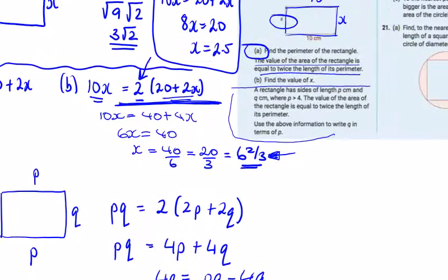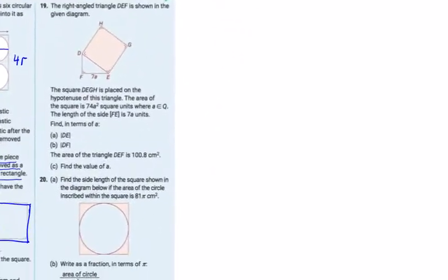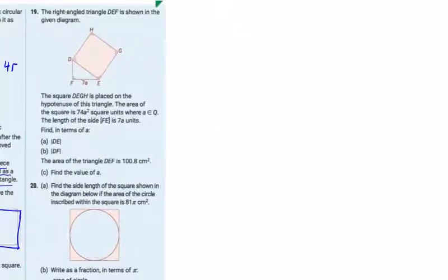So that's question 18. Let's go over here and look at 19. Right angle triangle DEF is given in the diagram here, and we have a 7A on the bottom. So just take that out and move it over here. What are they trying to get us to do here? The area of the square is 74A squared.